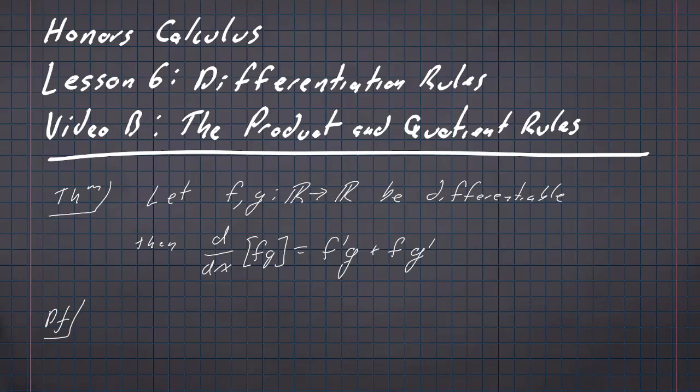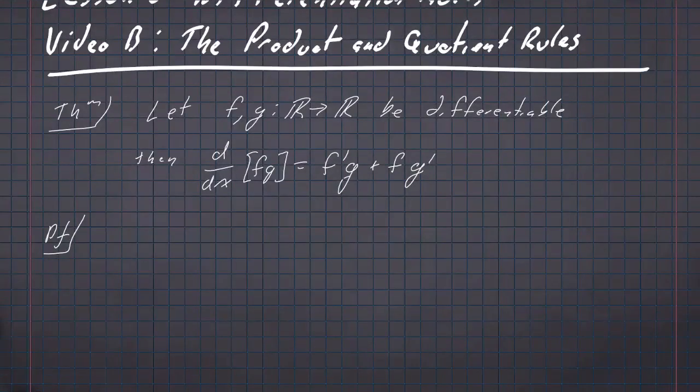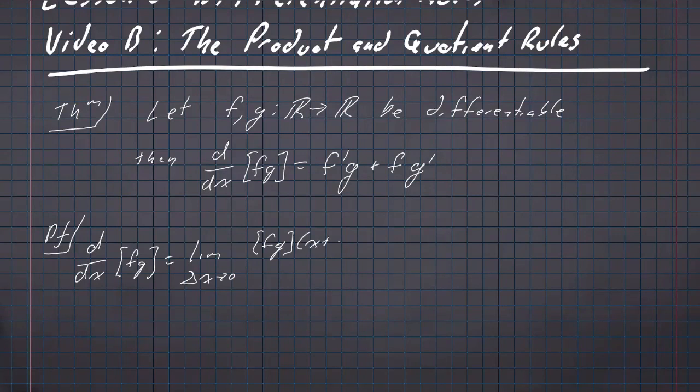And just like we saw in the last video, if we can prove this in general using the limit definition of the derivative, then we have it and we don't have to go back to limits anymore in differentiating. So by definition, the derivative of fg is the limit as delta x goes to 0 of fg evaluated at x plus delta x minus fg evaluated at x, all over delta x.